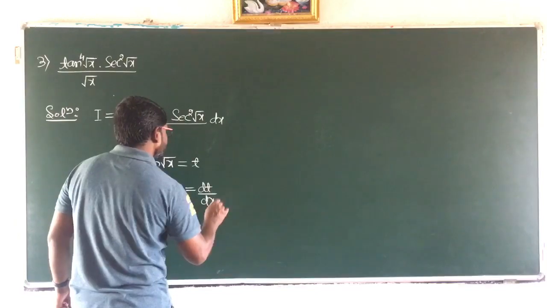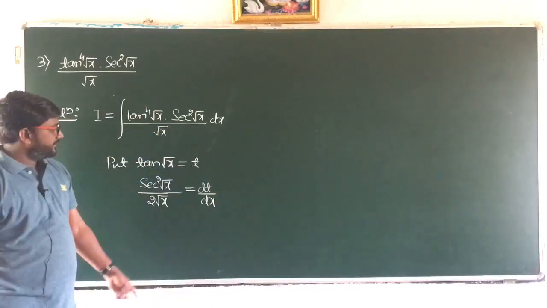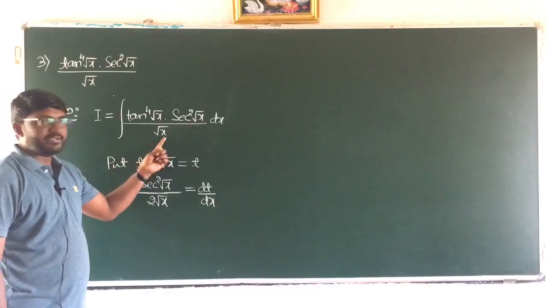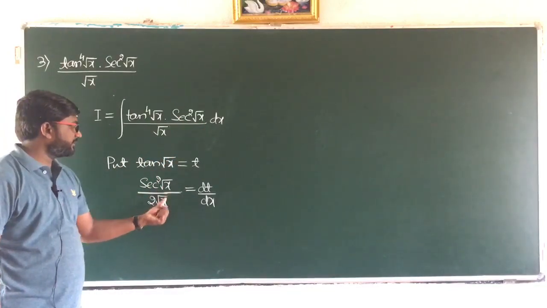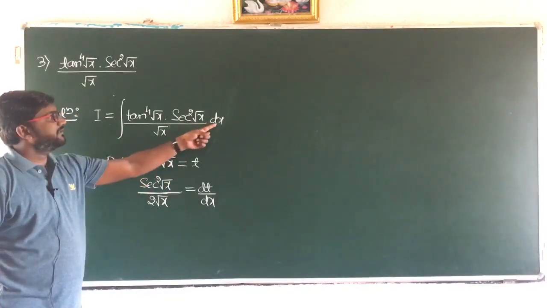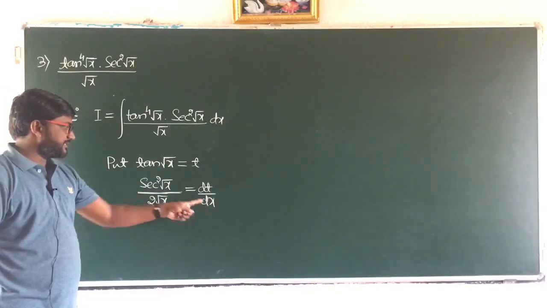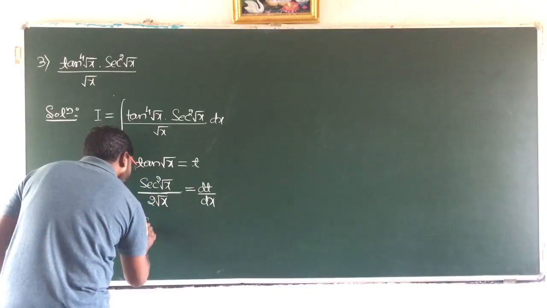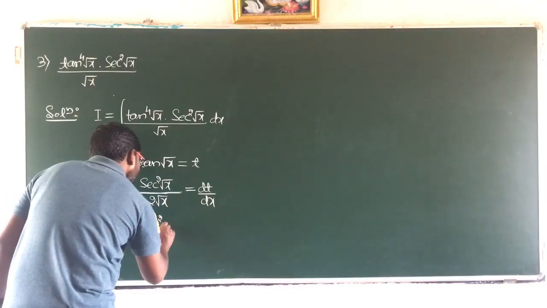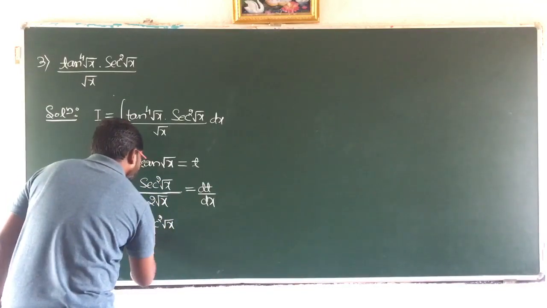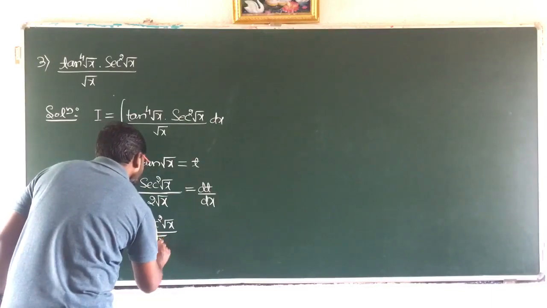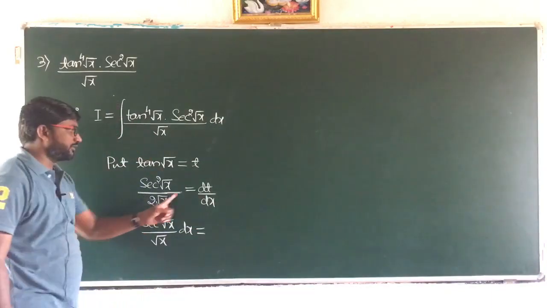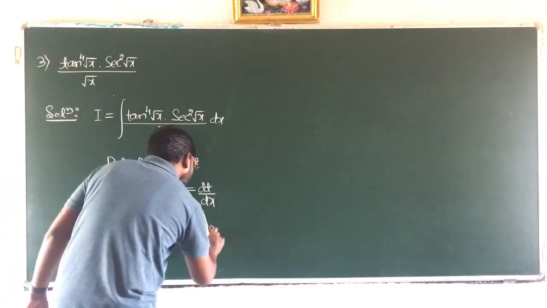So now see here, we need only secant square root x divided by root x, and then we need dx. So take dx to the LHS and 2 to the RHS. So rewrite this, we get secant square root x divided by root x dx, which is equal to, take 2 to the RHS, it becomes 2 dt.